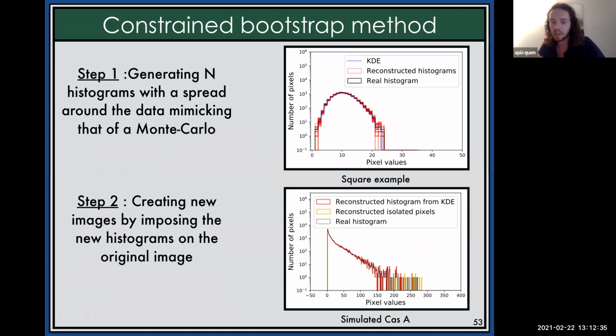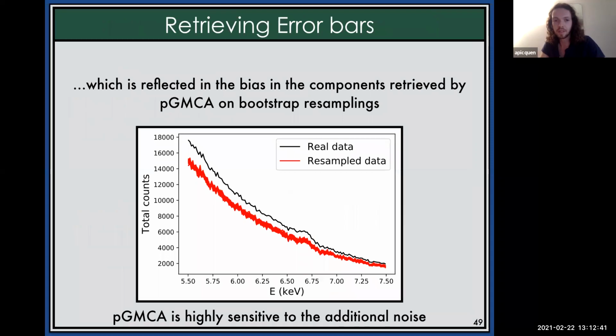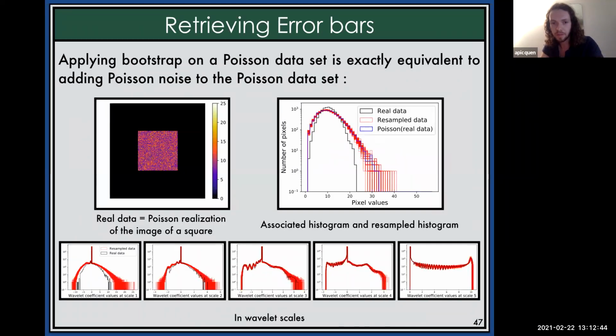I was pretty naive in the beginning. I just wanted to know what it would look like, and it seemed interesting. But there was this weird bias that we could observe here. We could see that the histogram of the data resampled through this method was exactly the histogram of the original image plus some new Poisson noise. So it was as if the bootstrap reshuffling was just adding some Poissonian noise. And what I wanted to do is to suppress this effect, and that's why I made my constrained bootstrap.